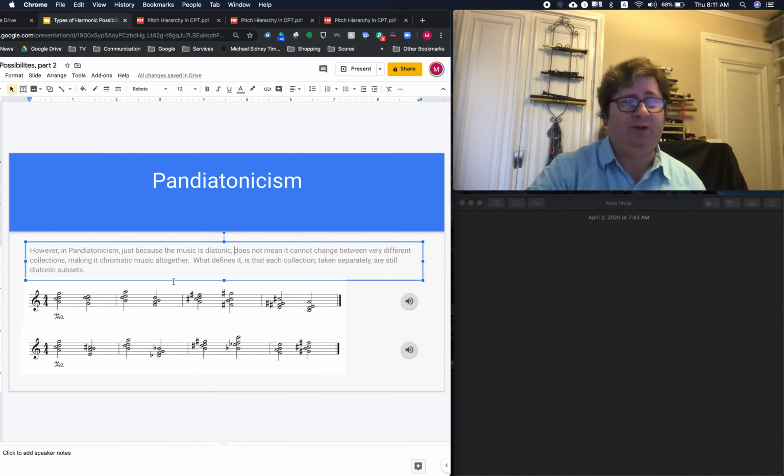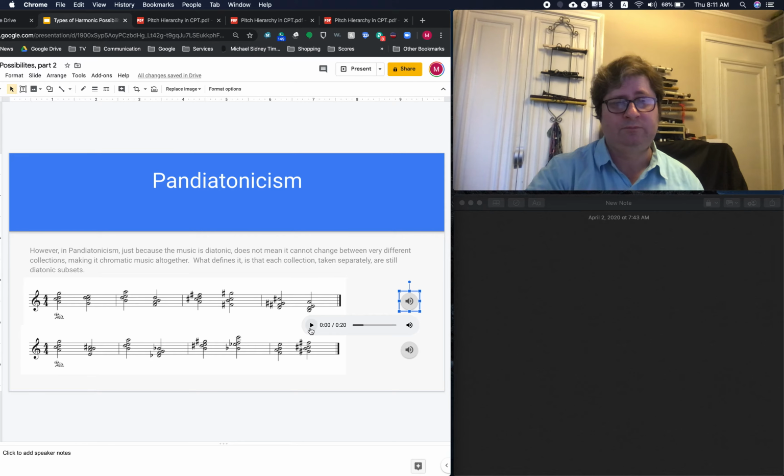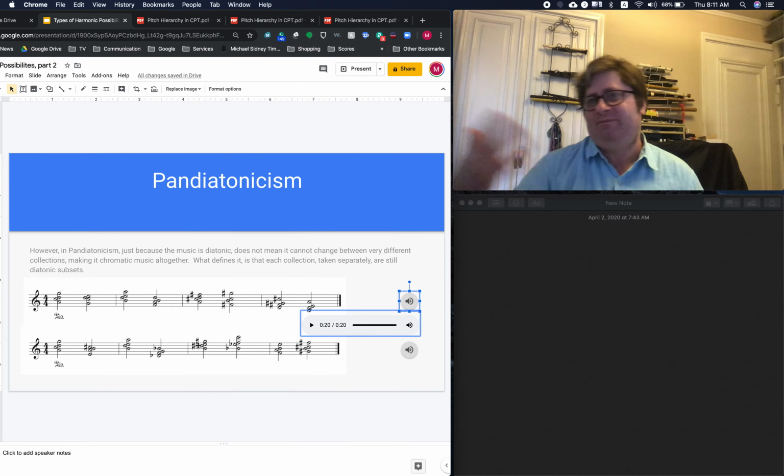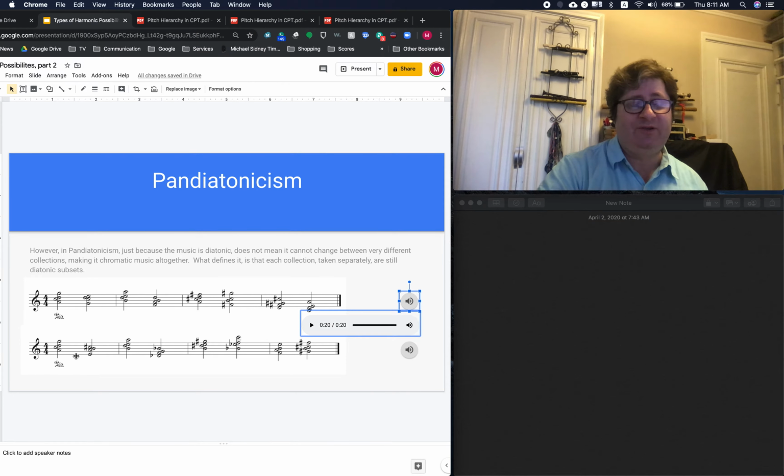So let's take a look at this one here. This one starts in one diatonic collection and then modulates to another diatonic subset. So this is diatonic, this is diatonic, there's a modulation, but it's all pandiatonic, it just shifts, right? Modulates. All right, now here's another example.